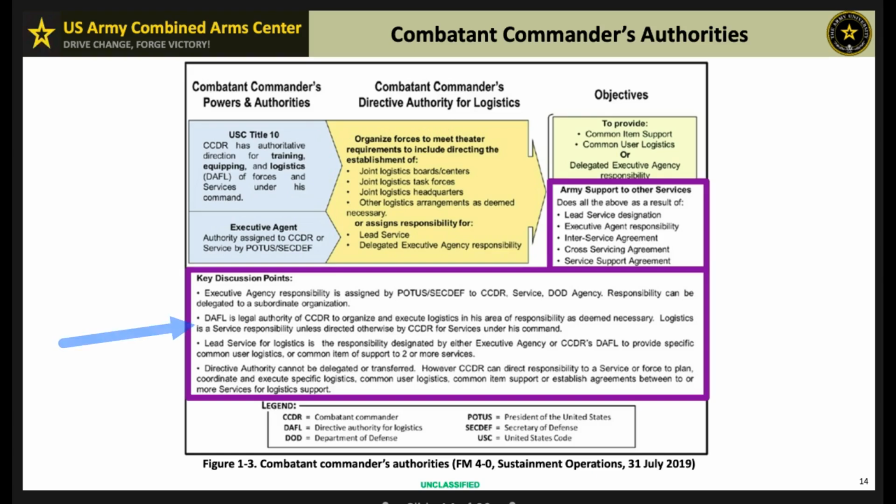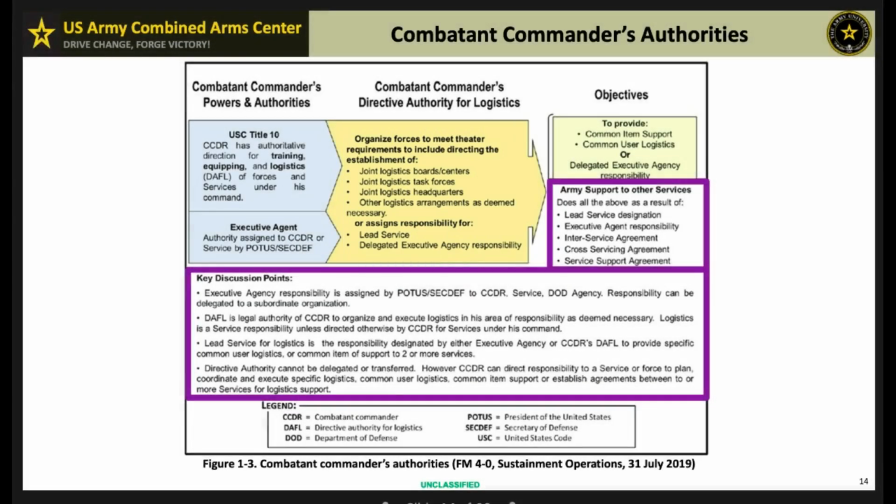You may have heard about Directive Authority for Logistics, sometimes called DAFL, which gives combatant commanders the power to issue logistics directives to subordinate forces, ensuring that operations are properly sustained. Combatant commanders use DAFL to organize and allocate resources to meet mission requirements. In this process, the Army may be tasked with providing logistics for other services or joint forces as seen in the orange box outlining key responsibilities.